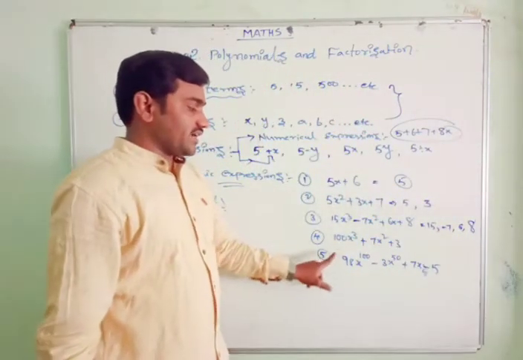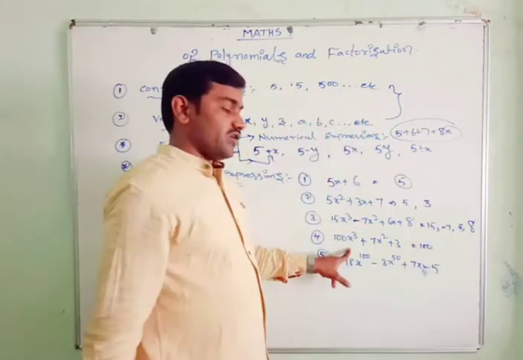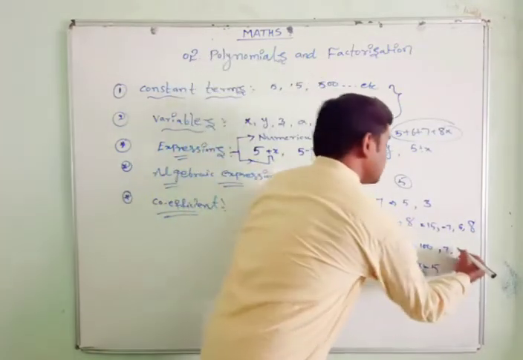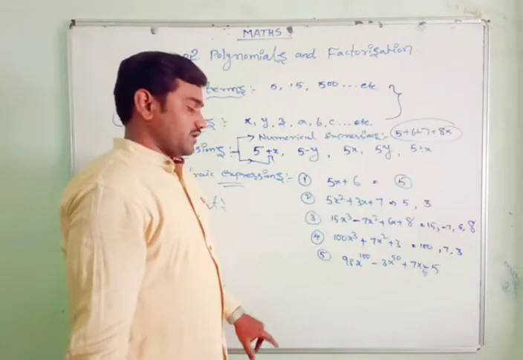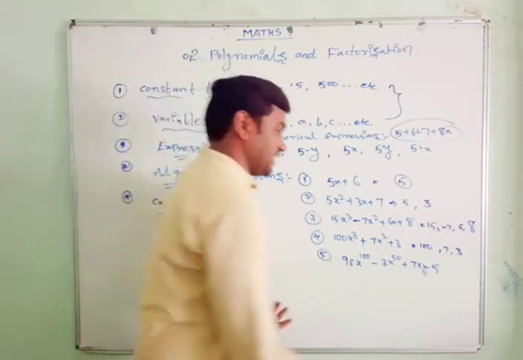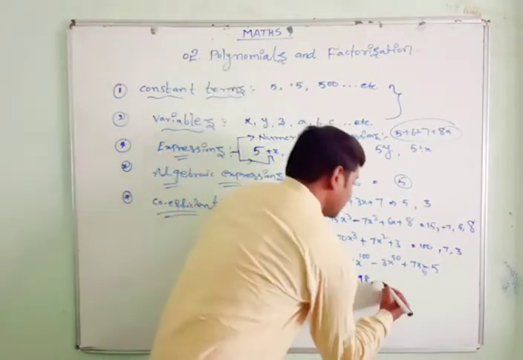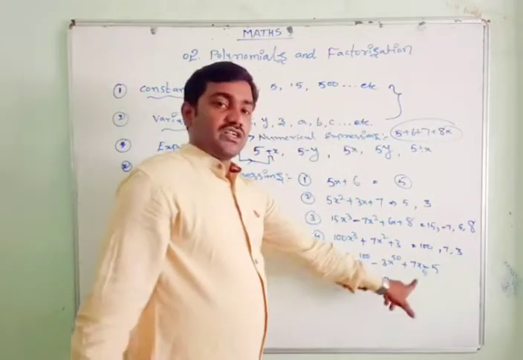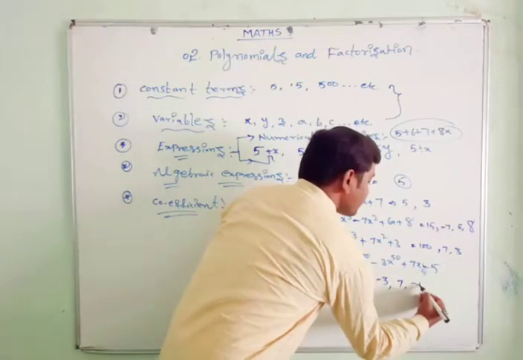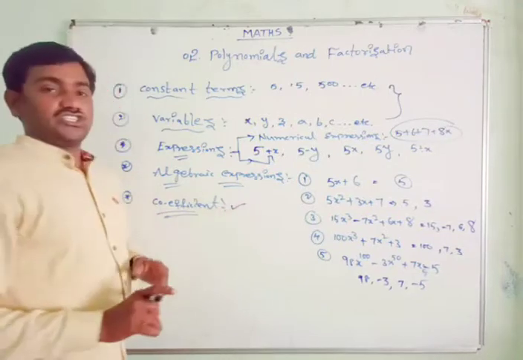Simple. In the same way, what is the coefficient of x cube? That is 100. What is the coefficient of x square? That is 7. What is the constant term? That is 3. Now let me write here. What is the coefficient of x to the power of 100? That is 98. What is the coefficient of x to the power of 50? That is minus 3. What is the coefficient of x? That is 7. What is the constant term here? Minus 5. So I hope you understand the meaning of a coefficient.